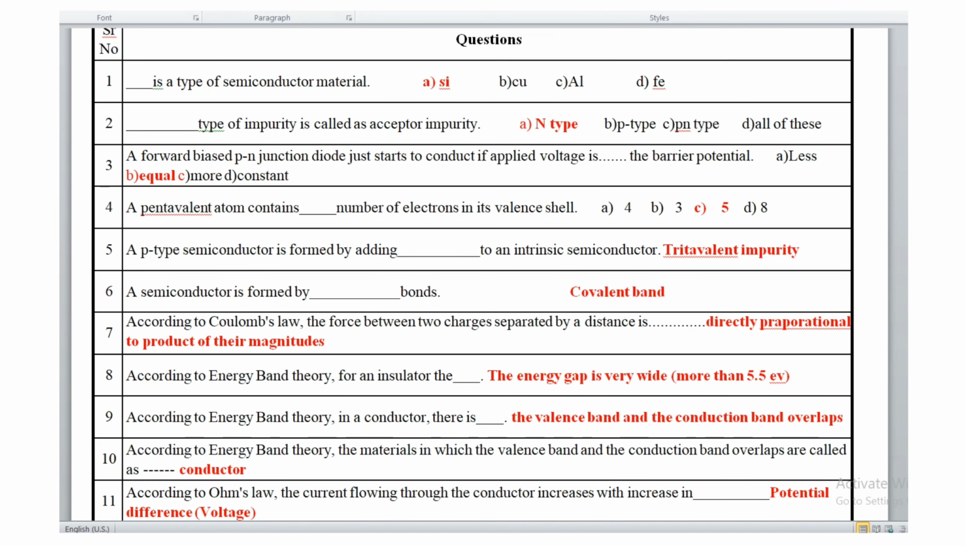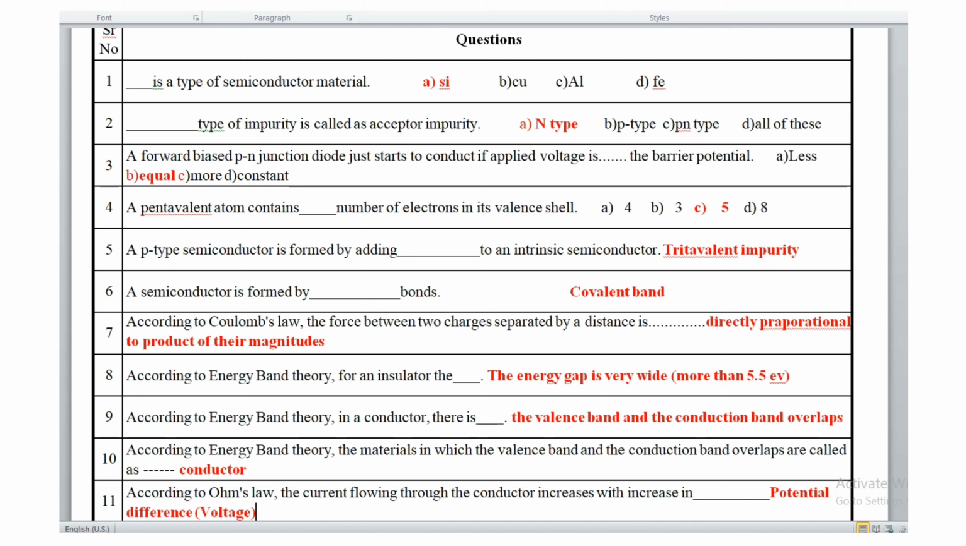Silicon is a type of semiconductor material. P type of impurity is called acceptor impurity. A forward bias PN junction diode just starts to conduct if applied voltage is equal to the barrier potential. The pentavalent atom contains 5 electrons in its valence shell. A p type semiconductor is formed by adding trivalent impurity. A semiconductor is formed by covalent bond.